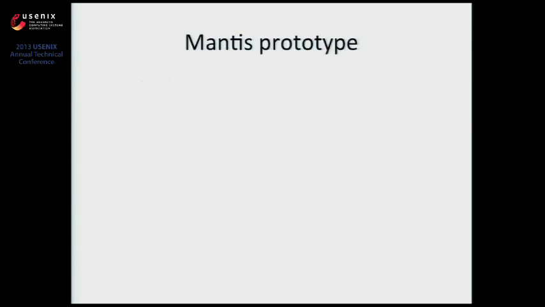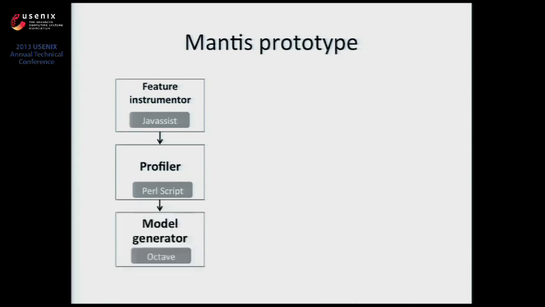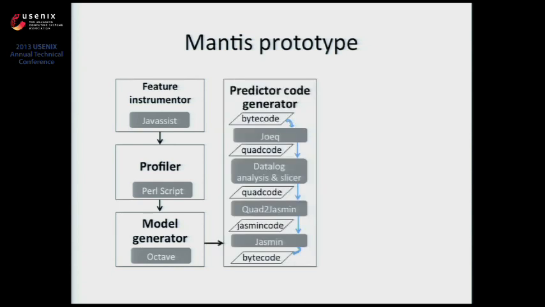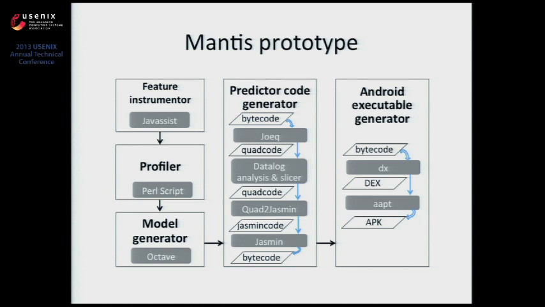We built Mantis to work with Android applications. In Android, you write a program in Java with the Android SDK, and that's compiled into Java bytecode, then it's compiled down to Android Dalvik bytecode. We built our offline component in this environment. The feature instrumenter, profiler, and model generator are built using a Java bytecode rewriting tool, scripts, and Octave respectively. The slicing part is built on Soot that uses data logs to generate Jimple format slices. We convert them to Java bytecode slices through Jasmin. Lastly, Java bytecode is converted into Android Dalvik bytecode.